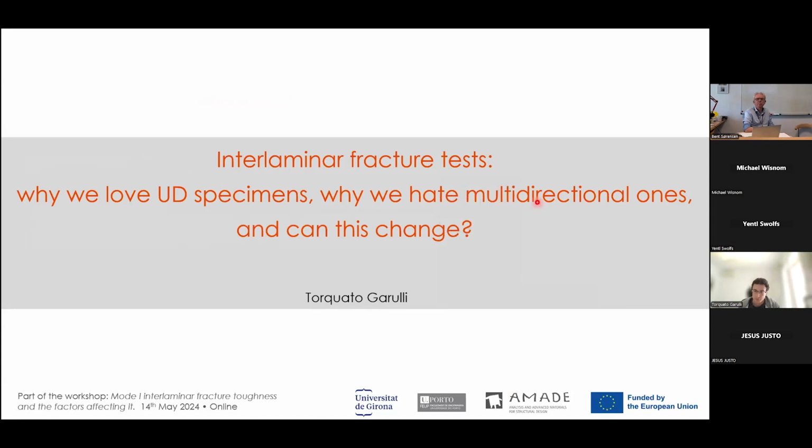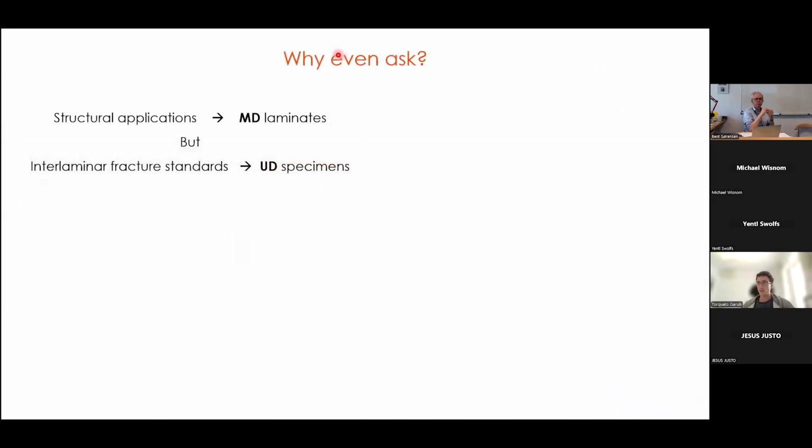Okay, so thanks to the organizer for inviting me, and thanks to everyone attending the workshop. So, interlaminar fracture tests: why we love unidirectional specimens, why we get multidirectional ones, and can this change? Now, I want to start trying to explain why we should even ask those questions. And the reason is quite simple: in most structural applications, we use multidirectional laminates, but all the standards that we have to perform interlaminar fracture tests recommend the use of unidirectional specimens.